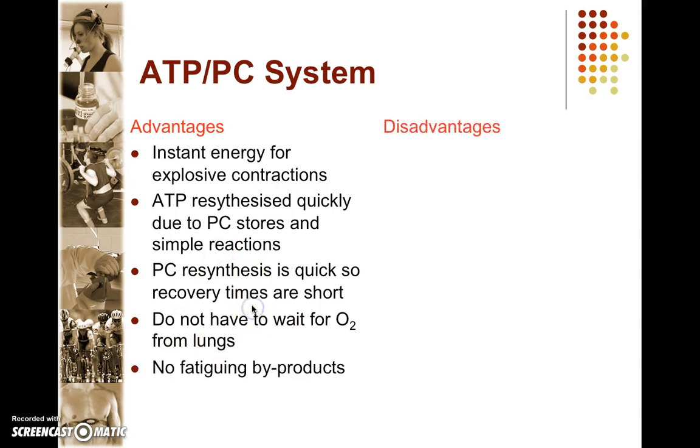Disadvantages to this system. So last advantage, which is a big advantage, no fatiguing byproducts. Carbon dioxide is not produced from the ATP Pc system. Disadvantages, small stores of Pc. It only lasts 10 seconds. So after 10 seconds, we need to move on to another energy system. We can't use the ATP Pc system.